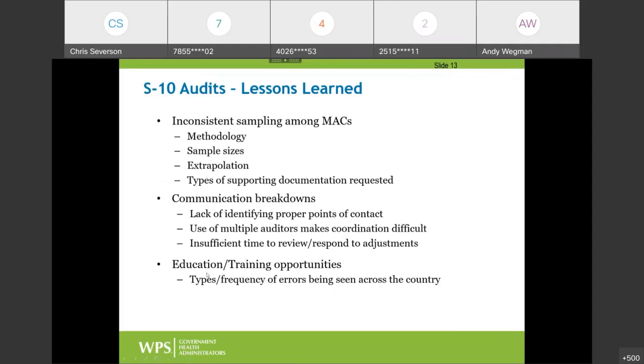And then the education and training opportunities. The whole idea here is to try to make sure everybody's aware of some of the issues that are coming up. We have webinars, we have the website.